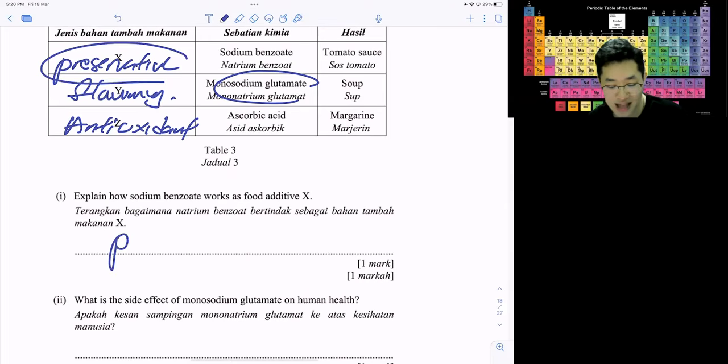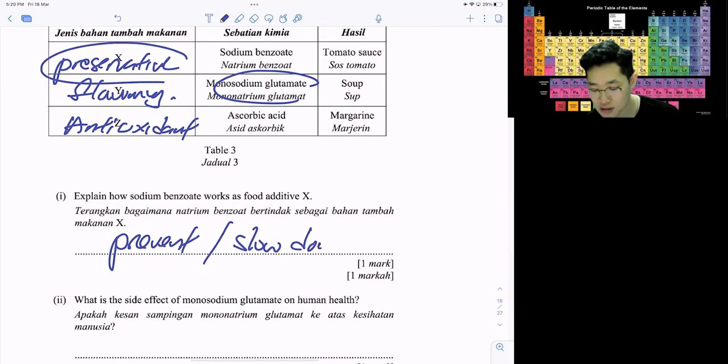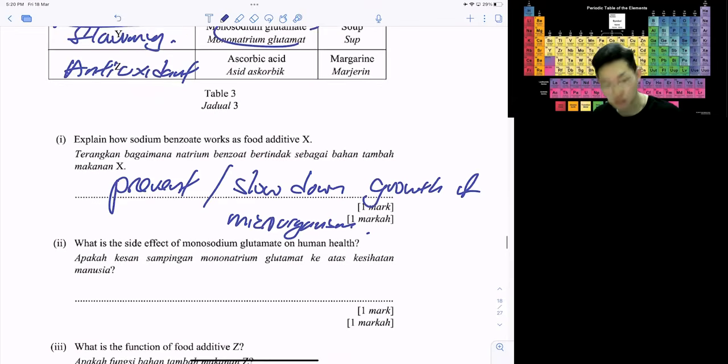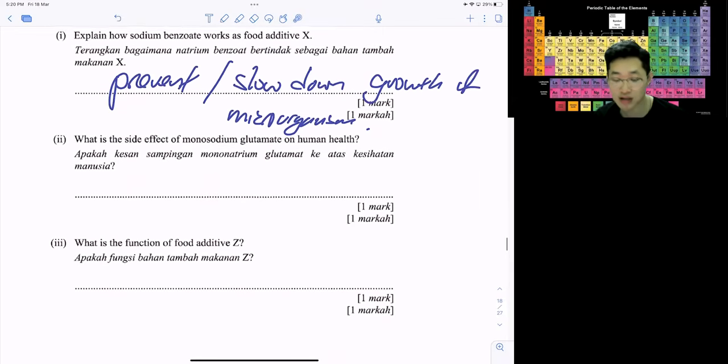It prevents or slows down growth of microorganisms. Yeah, easy. Just give the general function.